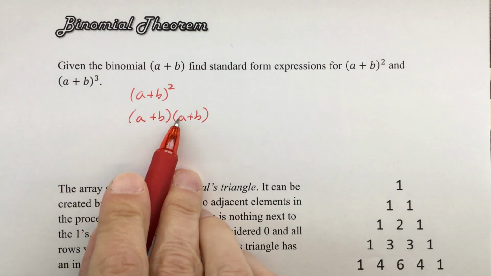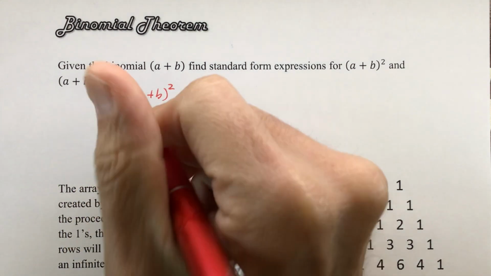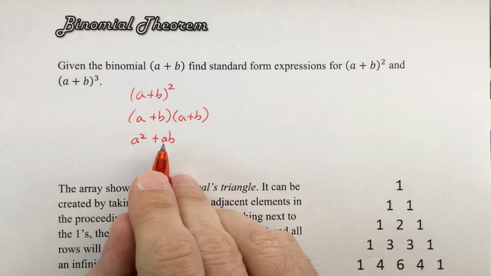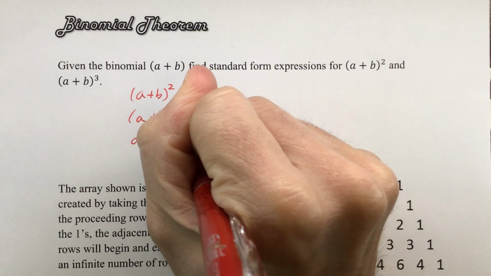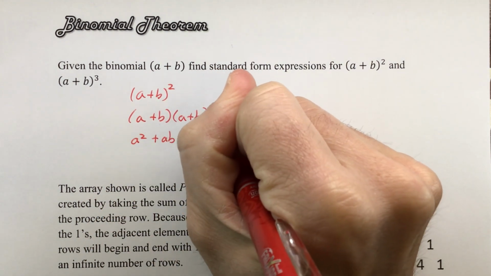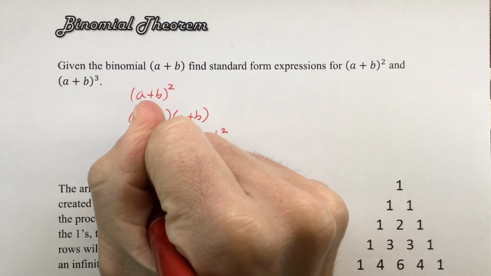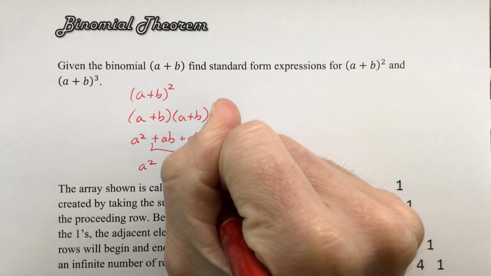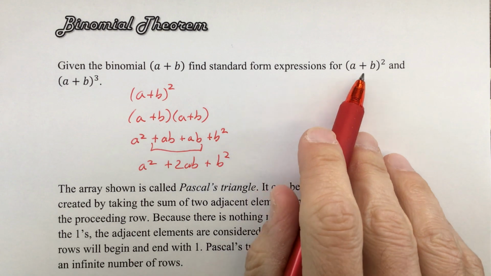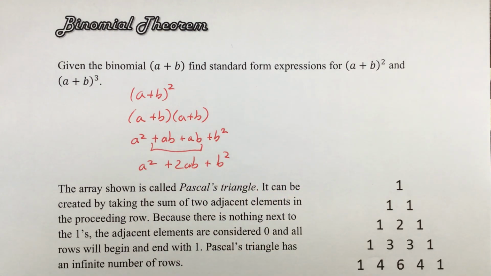Okay, so we're going to multiply a times a, which gives you a squared, then a times b, which gives you ab, then b times a, which is the same thing as a times b, so I'll just write it as ab. And last, you're going to have b times b, which is b squared. The middle terms will group together, and you're going to get a squared plus 2ab plus b squared. Okay, that is the work required to figure out what a plus b squared would be in what we call standard form. Looks like that.